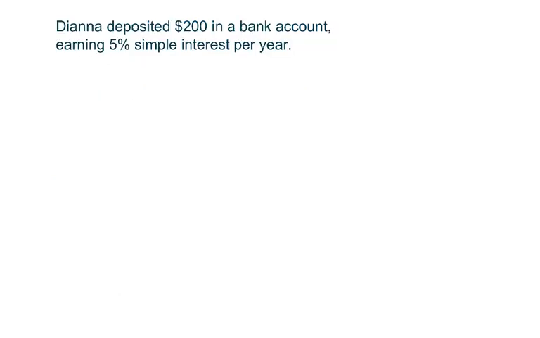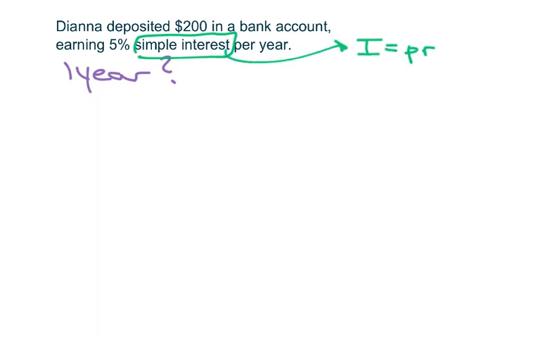Let's look at this situation. Diana deposited $200 in a bank account, earning 5% simple interest per year. Now, simple, basically what we talk about is the amount that she turned in. What we're interested in is, how much does she have after 1 year? That's our question. So simple interest has its own formula. It's this, I equals PRT, and I'd love for you to be a little bit familiar with that.